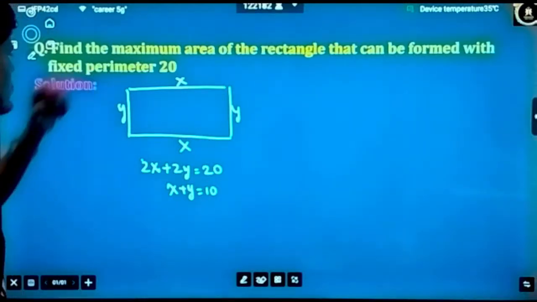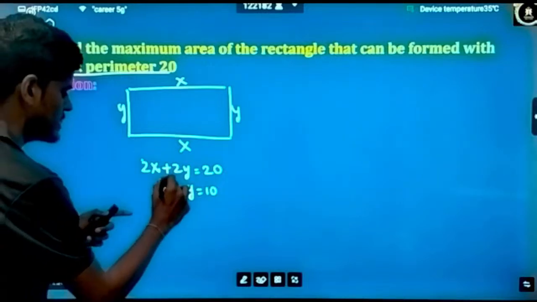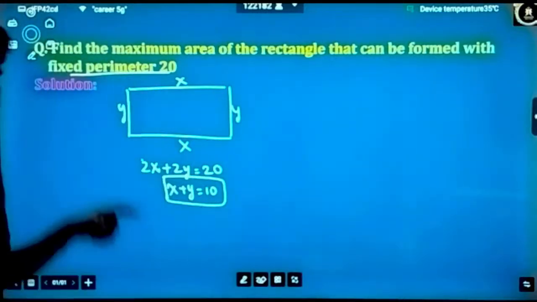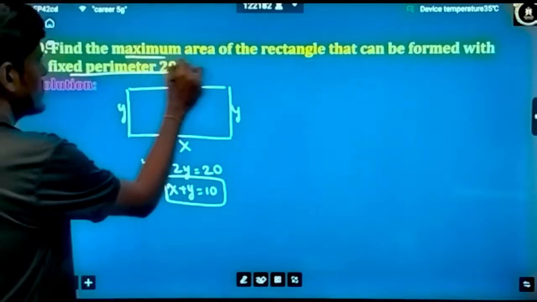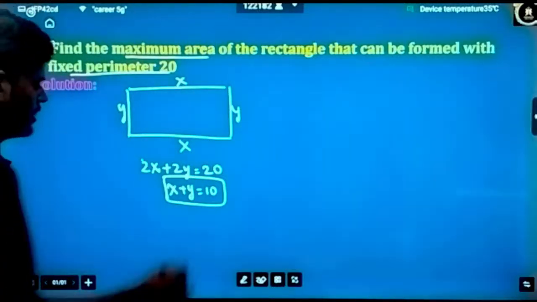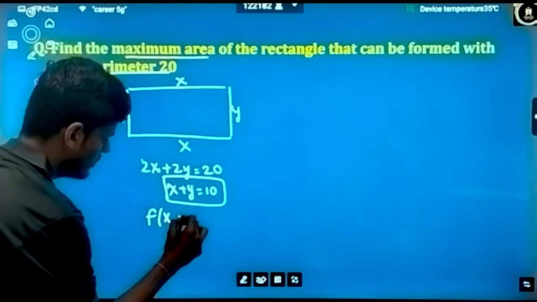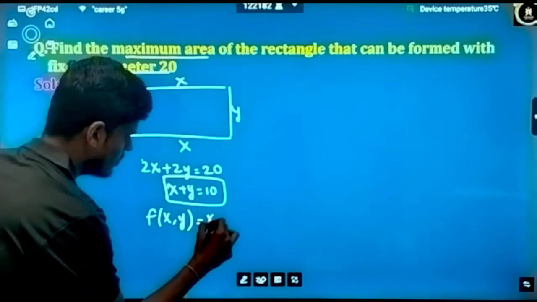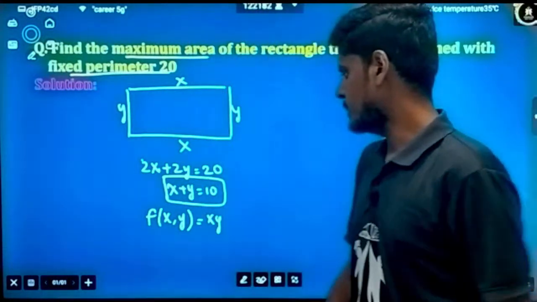Next, what we need to do, students? This is a given condition. So we have used the condition and established a mathematical relation. Next, we have to see which is to be maximized or minimized. Find the maximum area of the rectangle. So what is the area? Area of a rectangle is x into y, length into breadth.